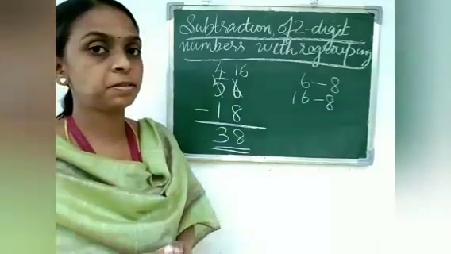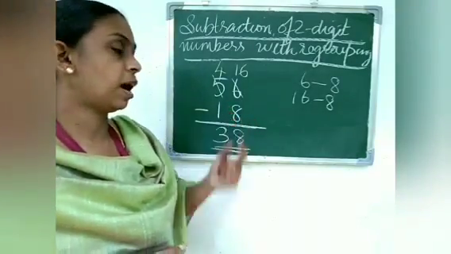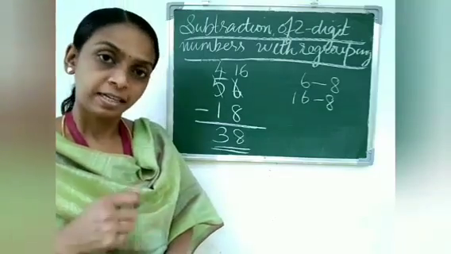So what steps did we do here? First we have to subtract the numbers in the ones place.